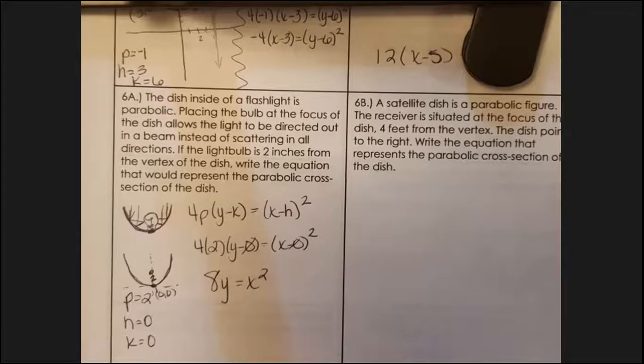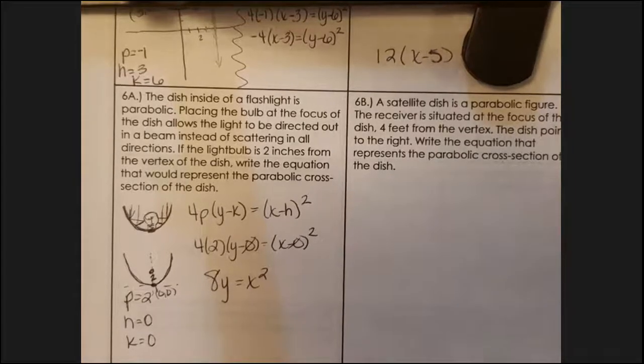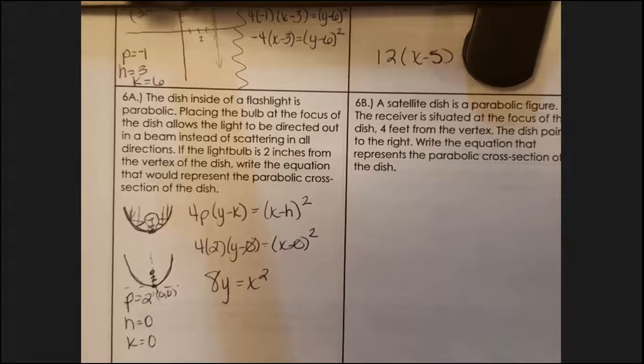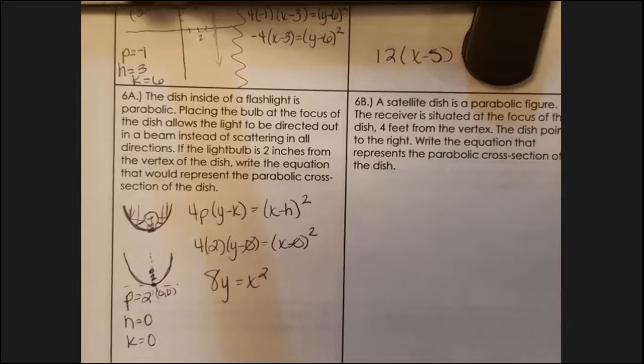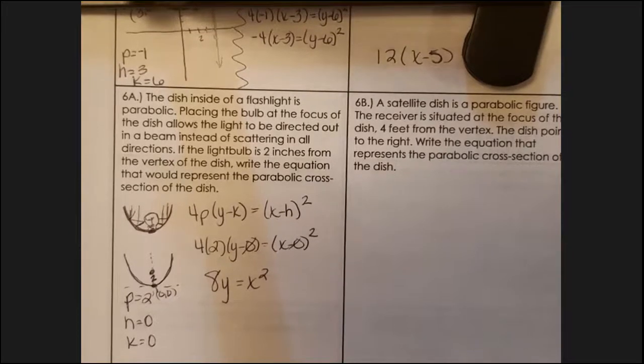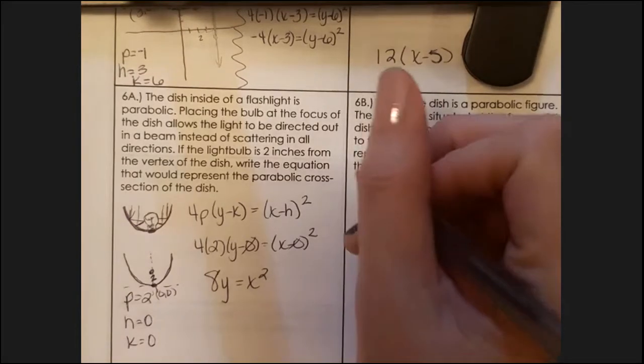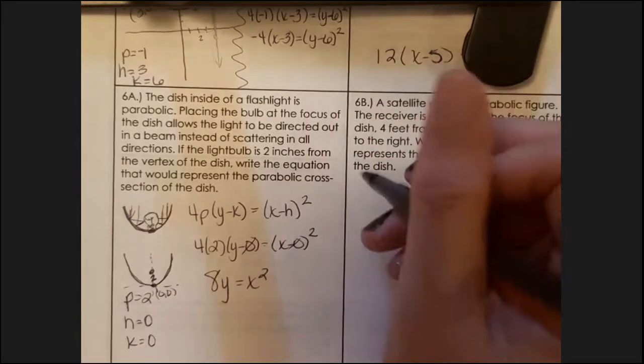All right, so in 6b, a satellite dish is a parabolic figure also. So when we talk about satellite dishes, I know a lot of times what we're accustomed to is seeing the DirecTV dish or something outside of your house or somebody else's house. Let's think big satellite dishes, like what television stations use. You may have seen them on television. You might have seen them in real life.